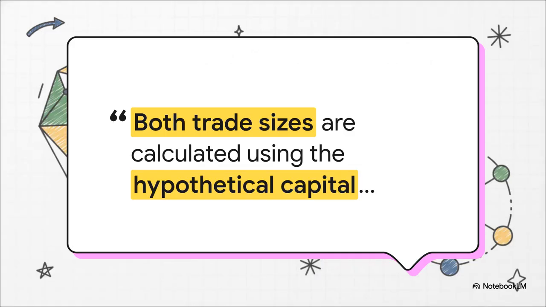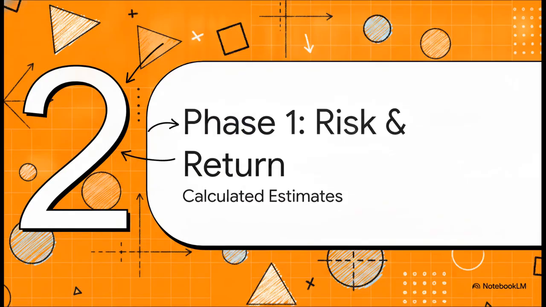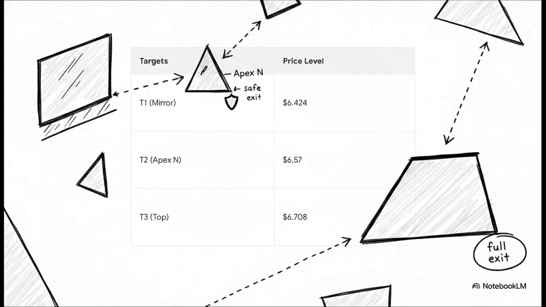And this leads us directly to the governing formula, which states both trade sizes are calculated using the hypothetical capital, the investor's maximum allowed drawdown, the third triangle domain percentage, the risk coefficient, and the contract size. Still in Phase 1, let's look at risk and returns and the calculated estimates. The defined targets here are completely clinical and fixed. Target 1 is located at the mirror, or the lower trapezoid boundary, at $6.424. Target 2, which is designated for a safe exit, is positioned at apex N at $6.57. And target 3, designated for a full exit, sits at the trapezoid top at exactly $6.708.